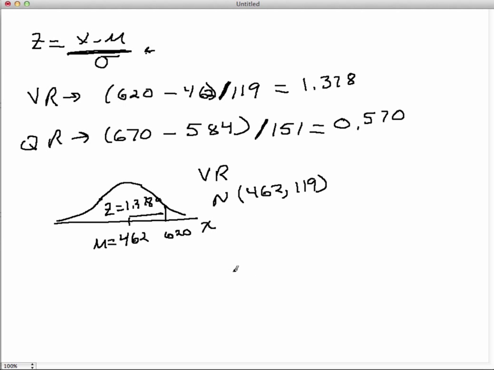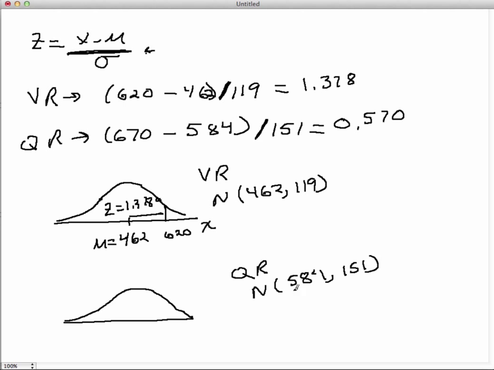Okay, so let's take a look at the quantitative reasoning. So under quantitative reasoning, if we were to make a sketch with that, we know that this is again a normal distribution with a mean of 584 and a standard deviation of 151. So the mean right here is at 584. Her score was a 670, and we notice that that's half a standard deviation above the mean. That's 1 over to there. So her score would be roughly right about there is where the 670 falls in this distribution, okay?